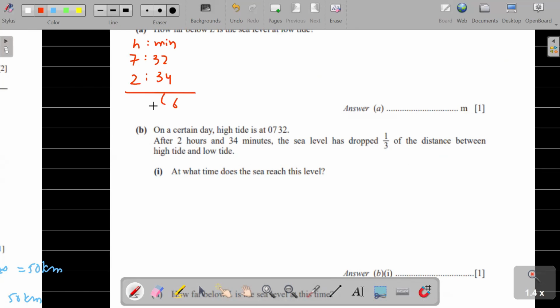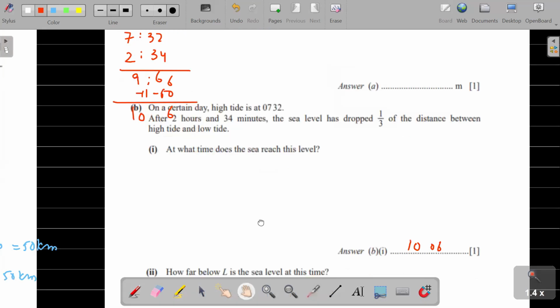Let's add them up. It will be 4 and 2, 6, 6, and 7 and 2, 9. 66 is greater than 60. So let's subtract 60 and then we will be adding 1 to the hours. It will become 6 and here 9 and 1, 10. It means that at 10:06, that is the time the sea level reaches this level.